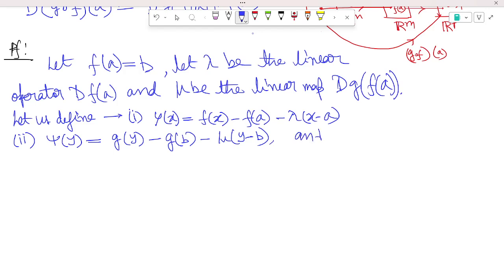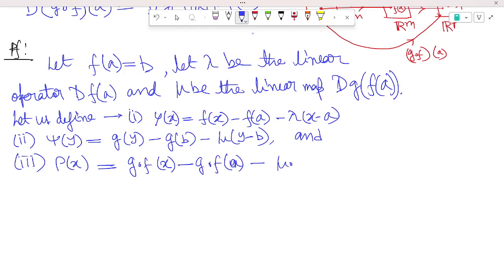And lastly, rho(x). What is rho? Rho is the same thing on the composition. That means g compose f(x) minus g compose f(a) minus mu compose lambda applied on x minus a.